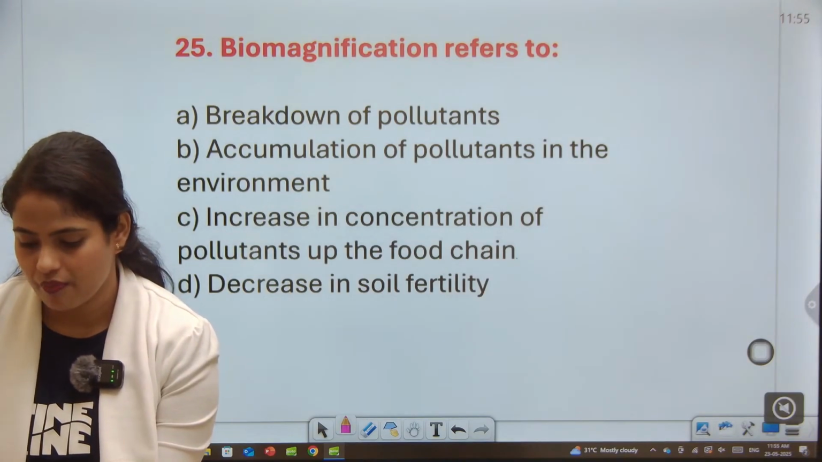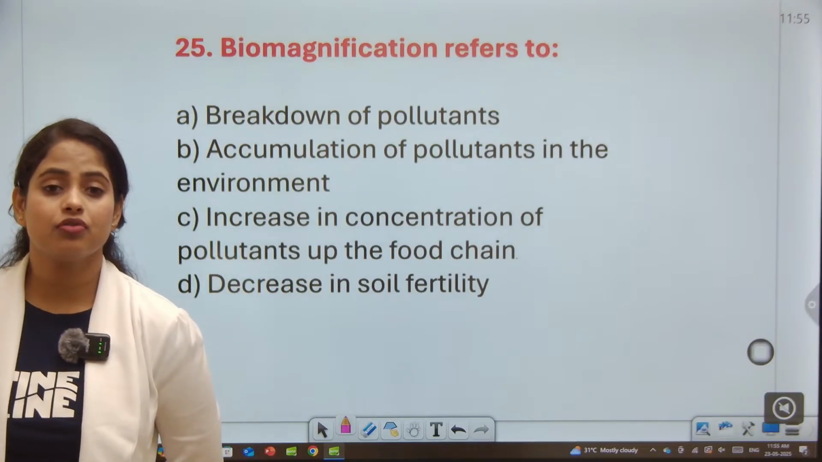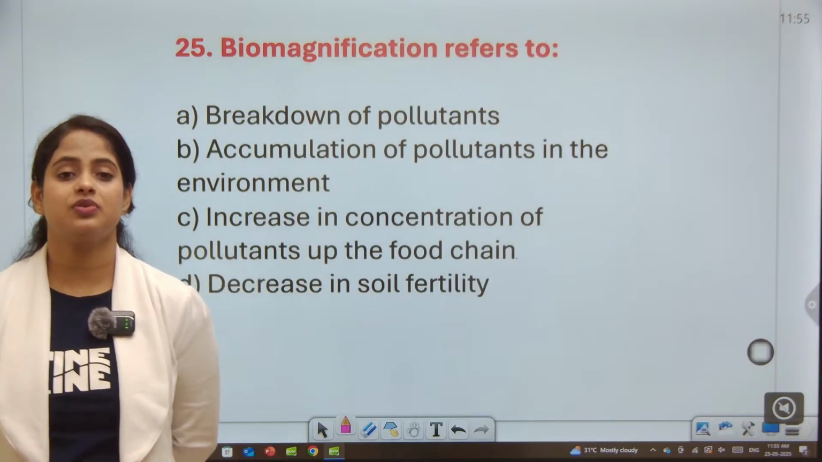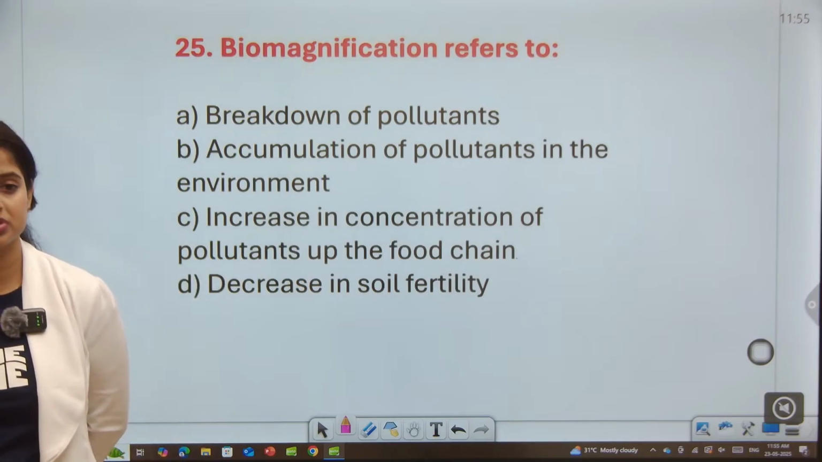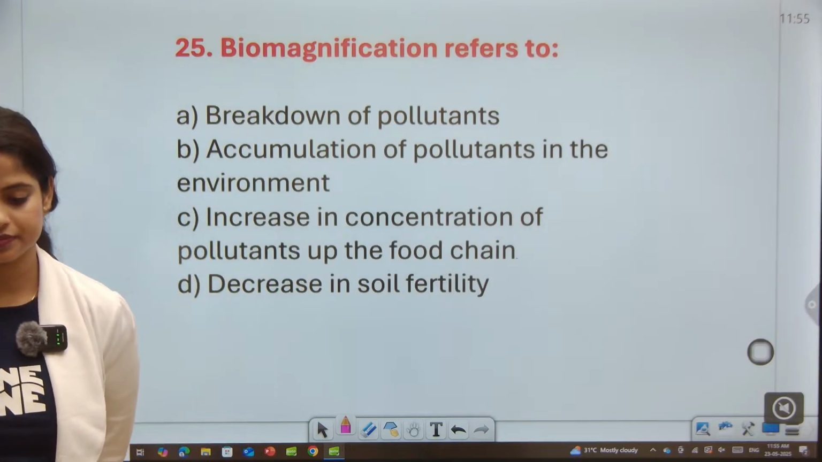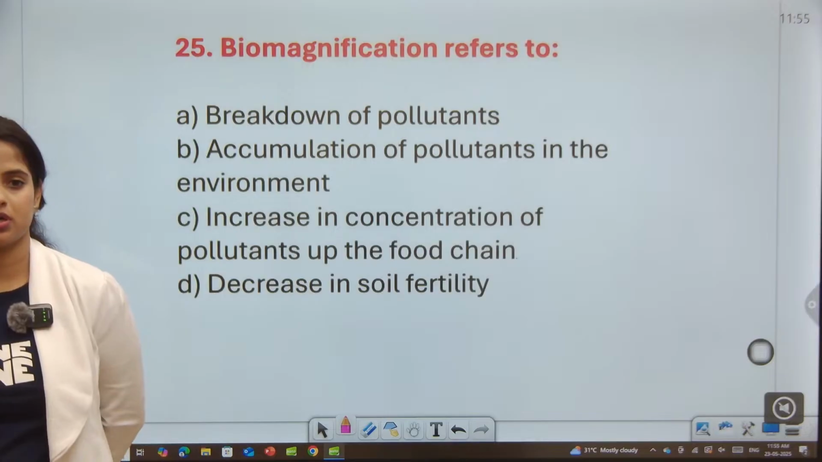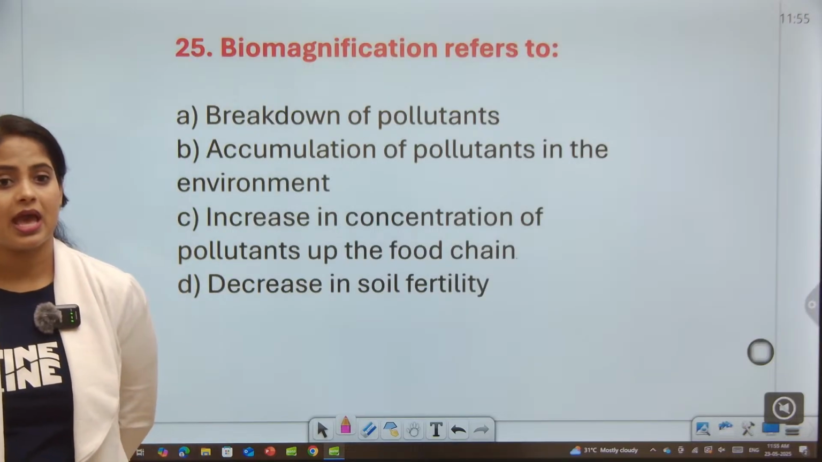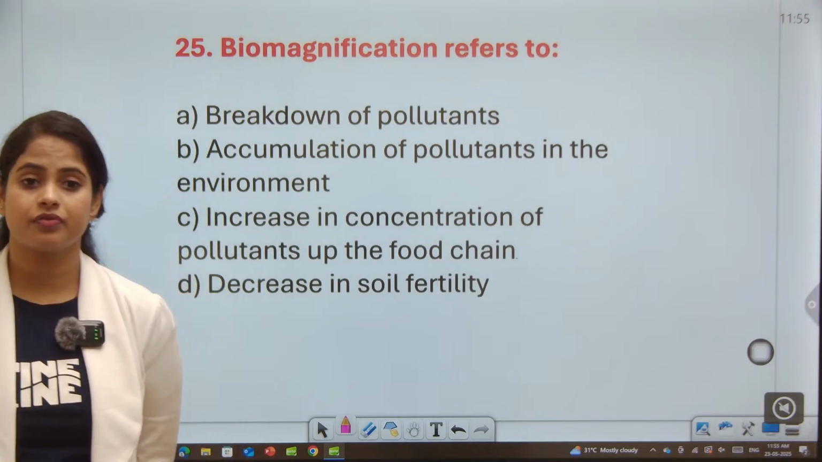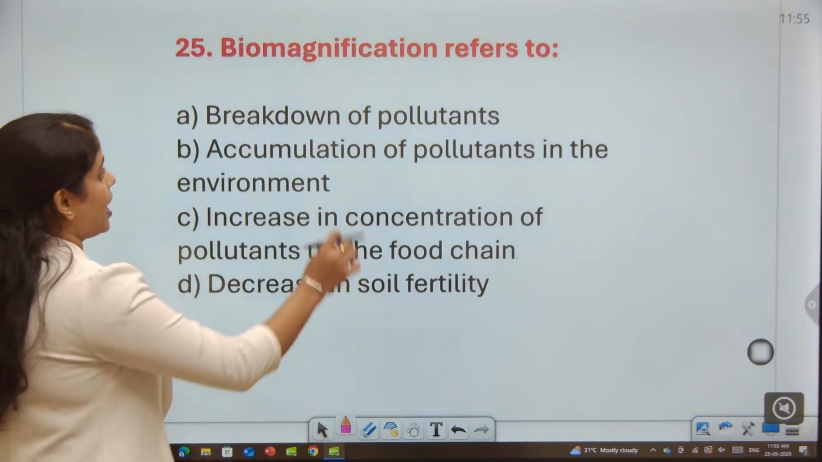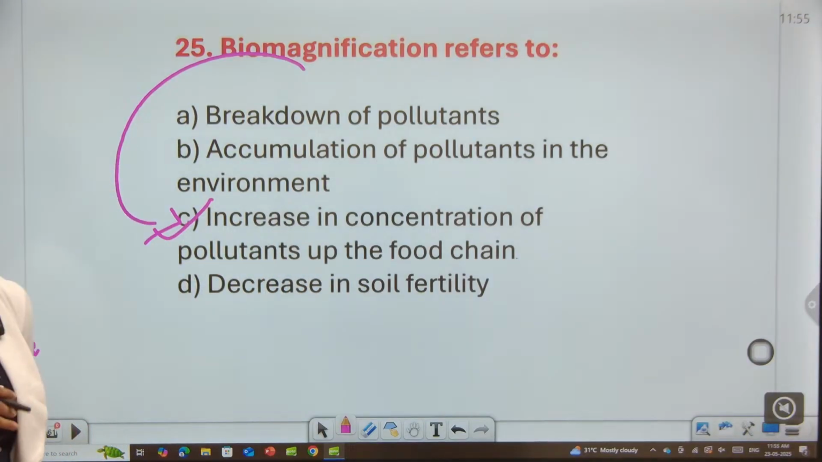Biomagnification refers to what? Breakdown of pollutants, accumulation of pollutants in the environment, increase in concentration of pollutants in the food chain, or decrease in soil fertility. Guys, biomagnification refers to what? An increase in concentration of pollutants in the food chain.